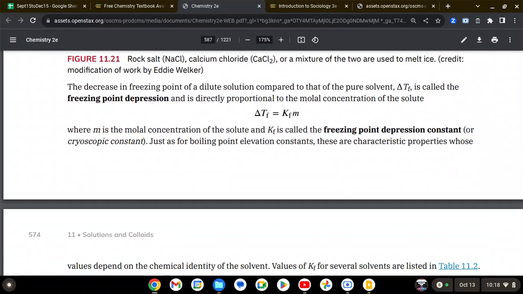The decrease in freezing point of a dilute solution compared to that of the pure solvent, delta Tf, is called the freezing point depression and is directly proportional to the molar concentration of the solute, delta Tf equals Kf m, where m is the molar concentration of the solute and Kf is the freezing point depression constant, or cryoscopic constant. Just as for boiling point elevation constants, these are characteristic properties whose values depend on the chemical identity of the solvent. Values of Kf for several solvents are listed in Table 11.2.